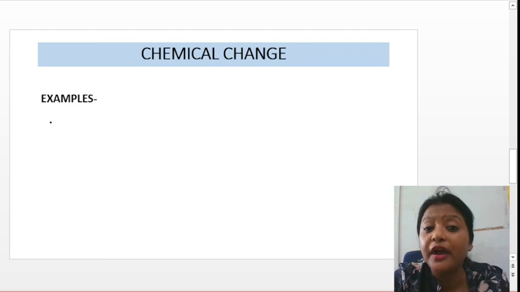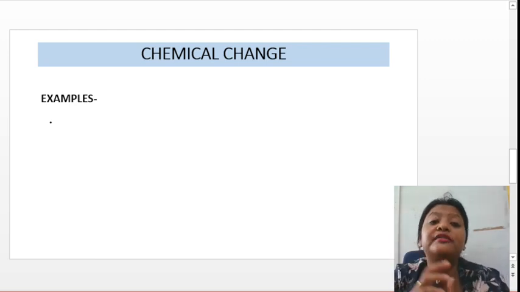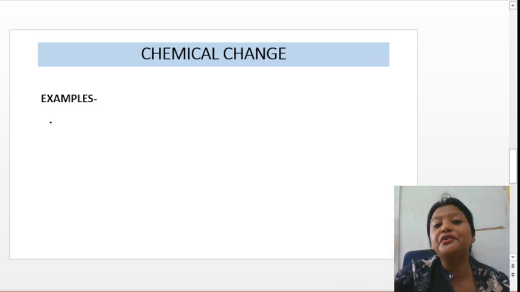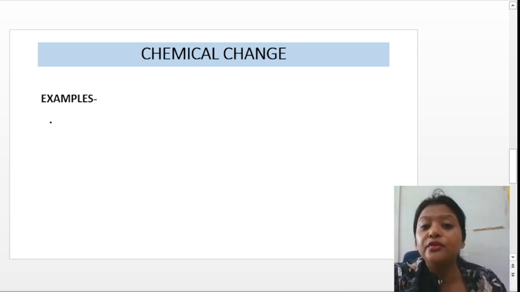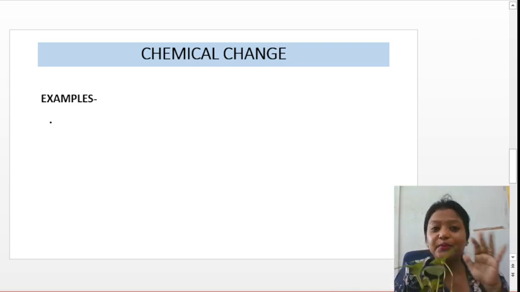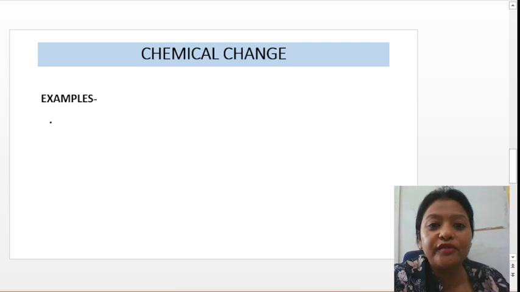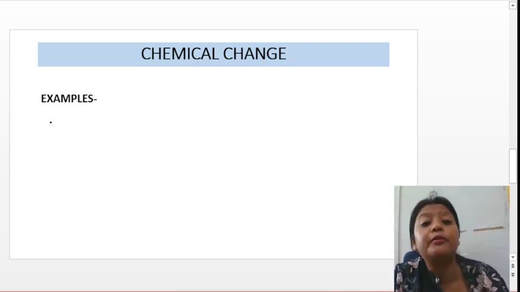An example is the rusting of iron. When you keep iron in the air, what happens? A reddish brown substance is formed. That's iron oxide, so that's a chemical change occurring. Again, you cannot change the rust back to normal iron, right? Also photosynthesis: when plants undergo photosynthesis, what happens? There's a formation of glucose, carbon dioxide plus water forms glucose. Again, glucose cannot come back to carbon dioxide and water.